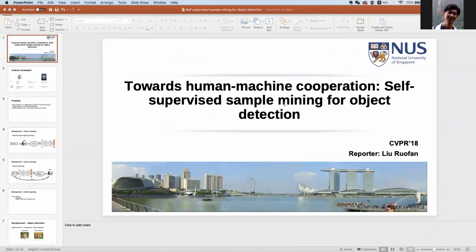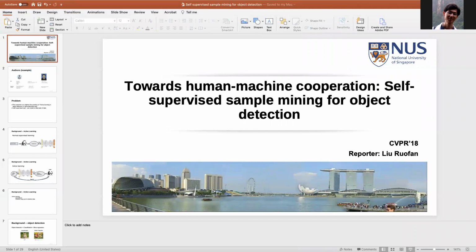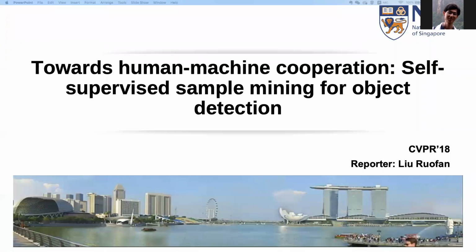Today we will have two presentations. The first is from Ruofan's work, Ruofan's presentation. That's more to look into how humans and machines can cooperate with each other.